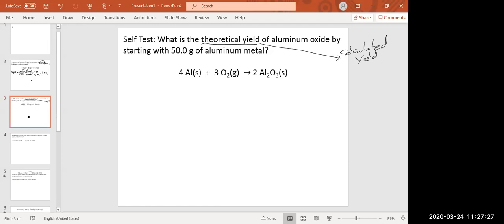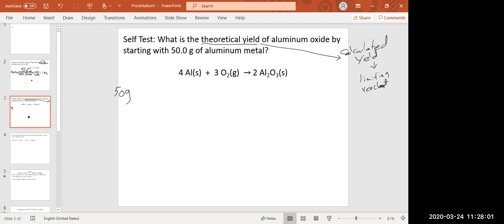Now, just be careful. Always, the theoretical yield is the calculated yield that comes from the limiting reactant. Okay. What is the theoretical yield? Let's start with the 50 gram. So look here. They're asking for Al2O3. What is the theoretical yield? Let's assume it's in a gram. So we need to go from step 1 to step 4.